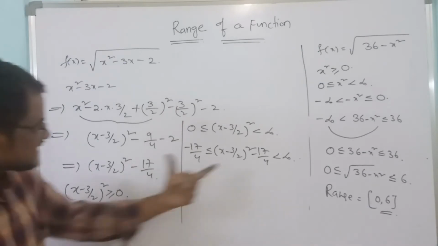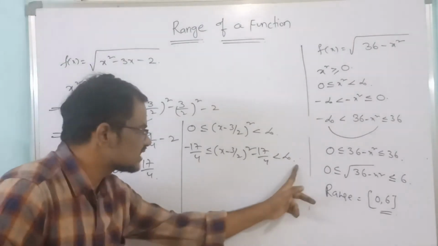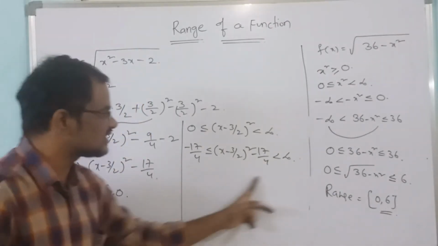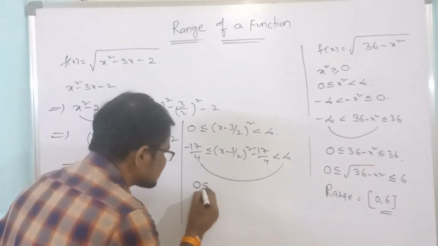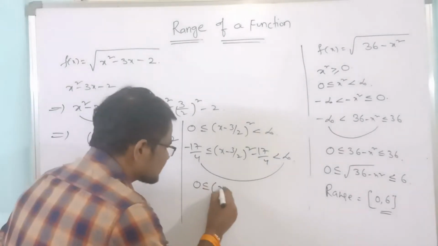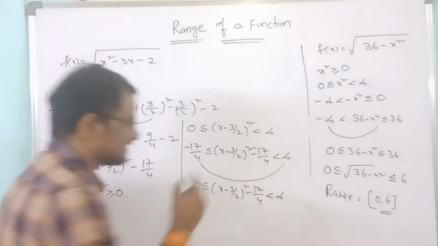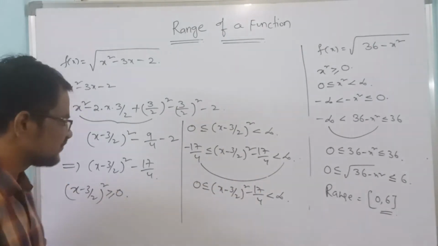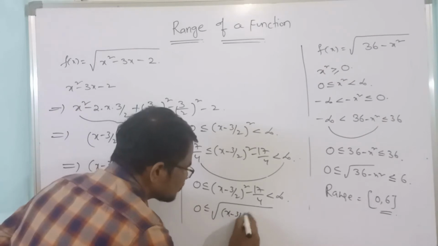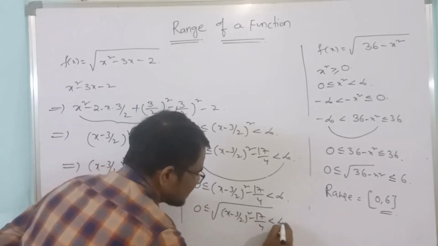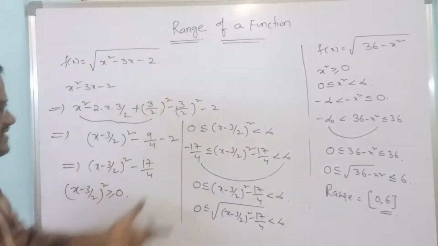Okay. Now for this we have to take the root. To take the root, here some negative values are there. To avoid those negative values, we have to restrict this interval like this: 0 less than or equal to (x minus 3/2)² minus 17/4 less than infinity. Now you can take the root for this one. So 0 less than or equal to root of (x minus 3/2)² minus 17/4 less than infinity. So this under root value is nothing but this one only, means f of x.